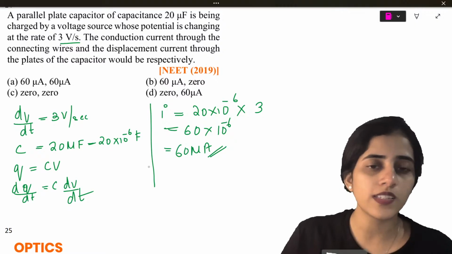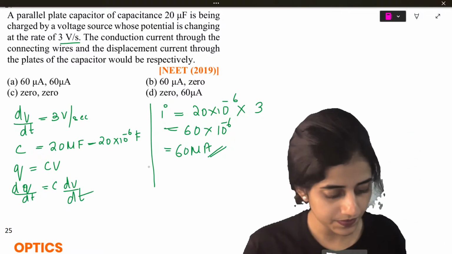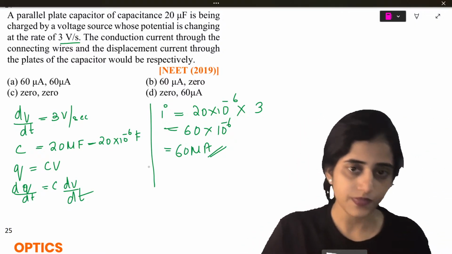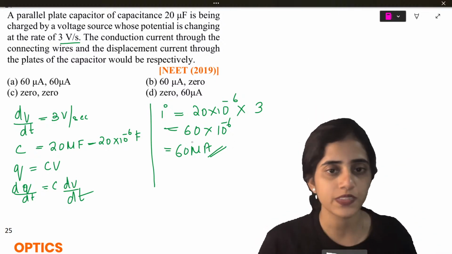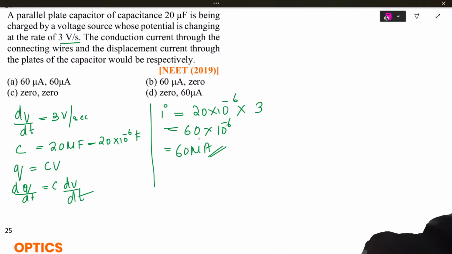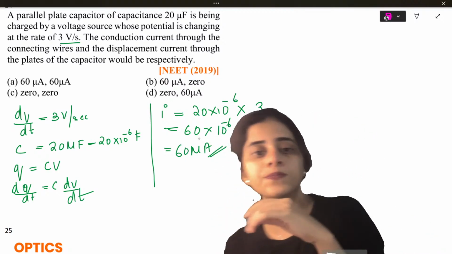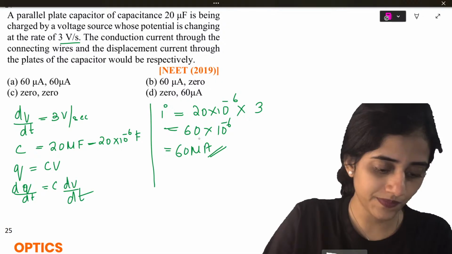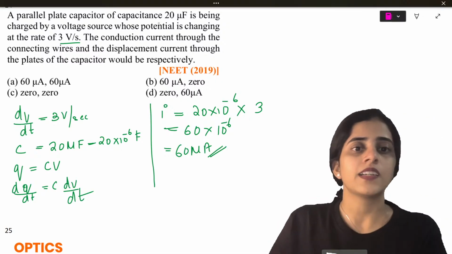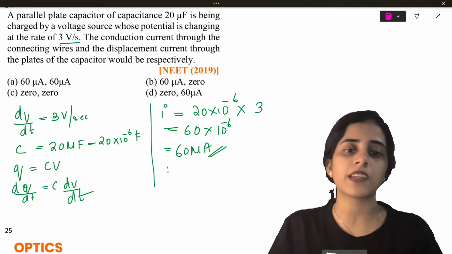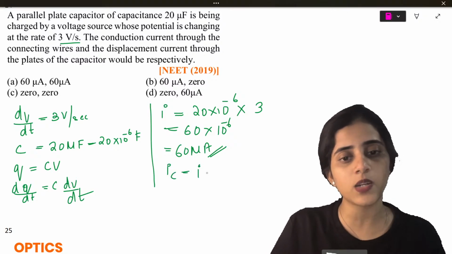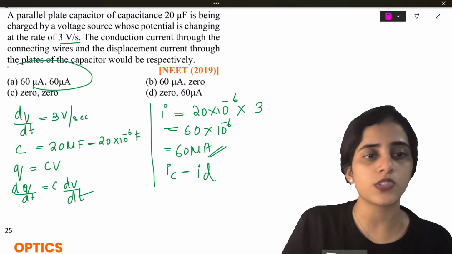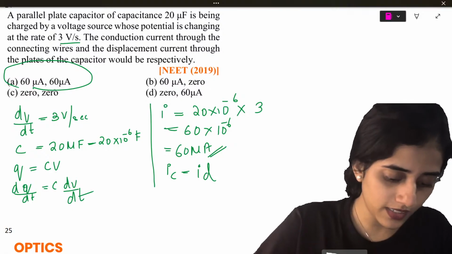So what is the answer going to be equal to? Just a second. The conduction current and the displacement current. So conduction current is equal to displacement current. So it's going to be equal to option A.